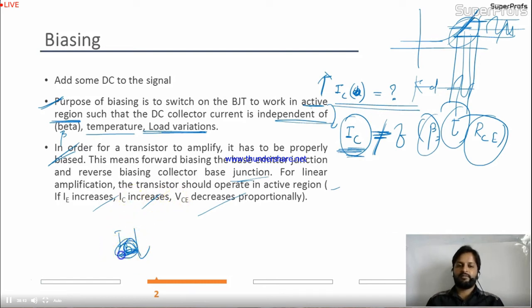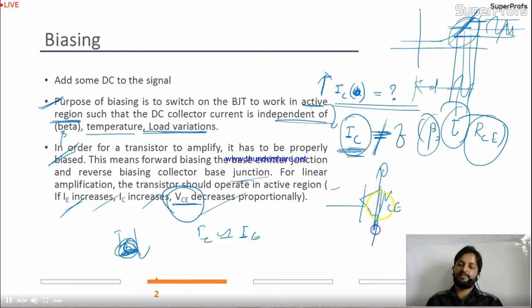Let's see what they are saying. IE increases. We know that IC and IE are nearly equal to each other. If IE increases, IC will definitely increase. And when IC increases, VCE will decrease. Here is the VCE. When VCE is decreasing, it means IC is increasing. At VCE equal to 0 only, we are getting maximum current, that is the saturation.